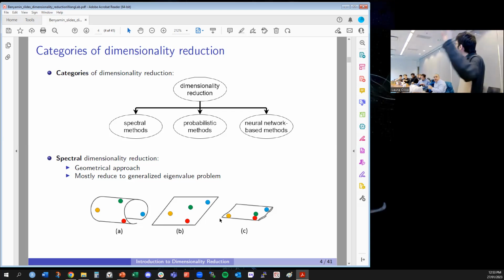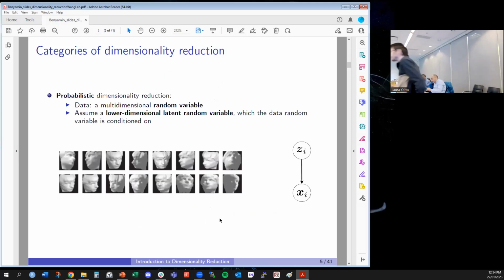However, if you apply a linear method, such as PCA, you will ruin it, because it only considers the Euclidean distances between points and not the geodesic distances along the manifold. Therefore, for example, the green point and the red point, which are far away from each other, will collapse almost onto one point because you applied a linear method. So these are spectral methods.